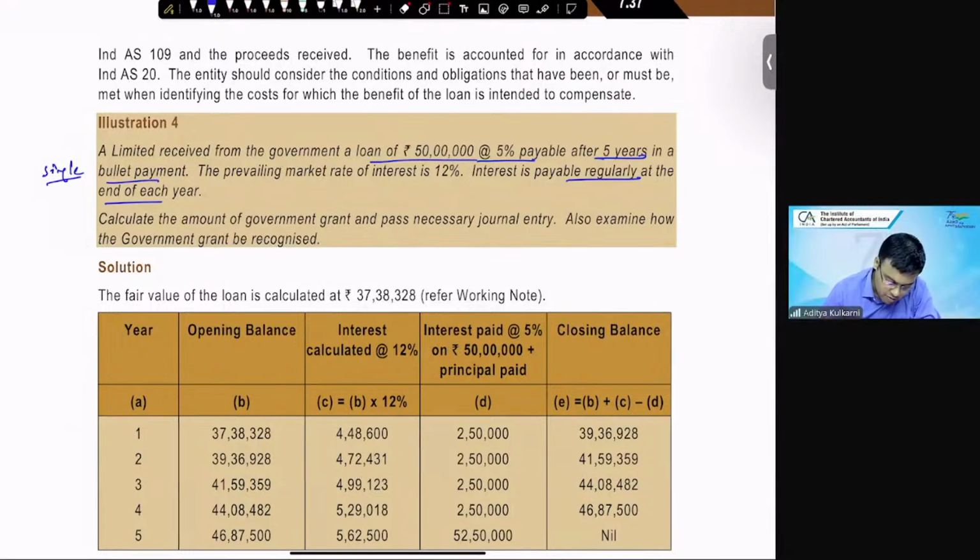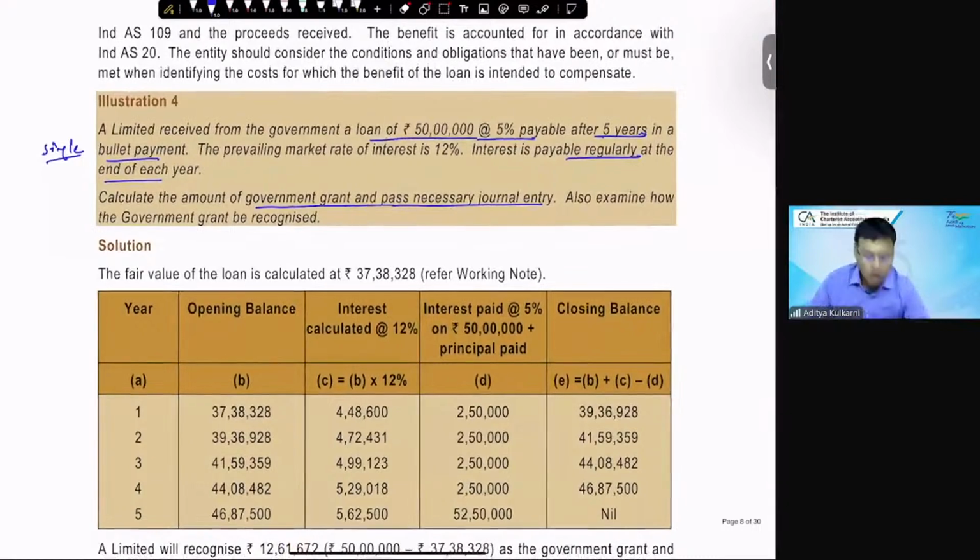Calculate the amount of government grant and pass the necessary journal entry, and also examine how the grant shall be recognized. Okay, so now let us understand. What is the fair value of the loan? That is something that we need to calculate.